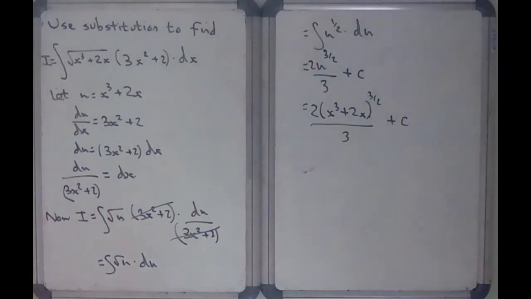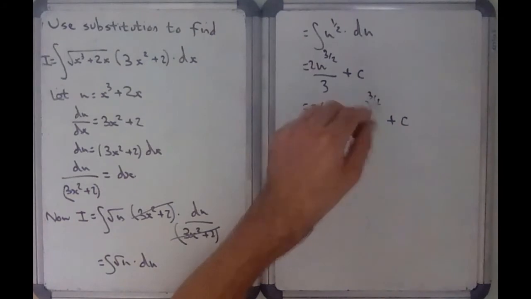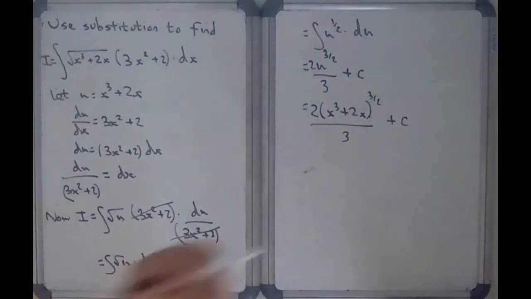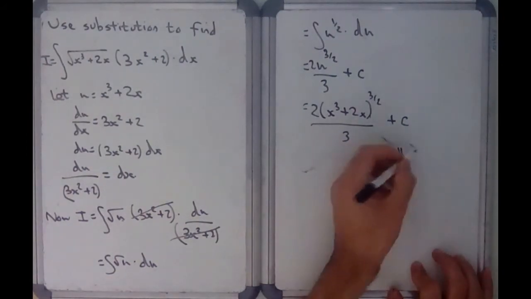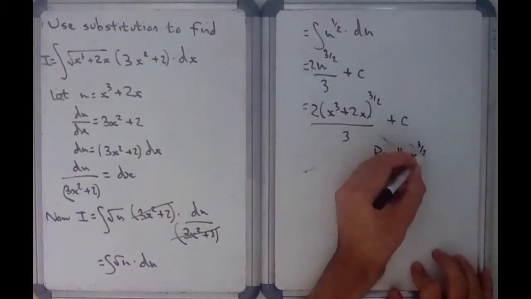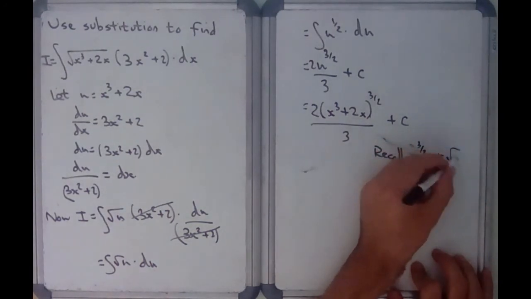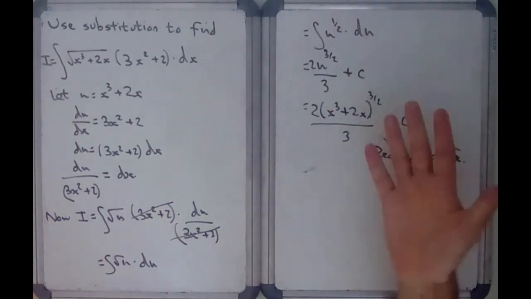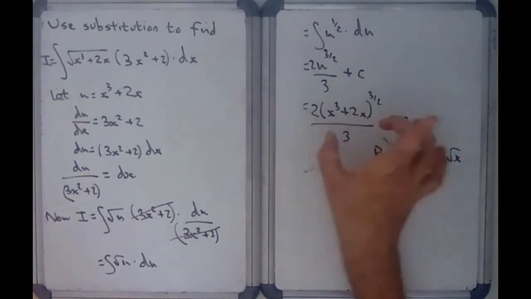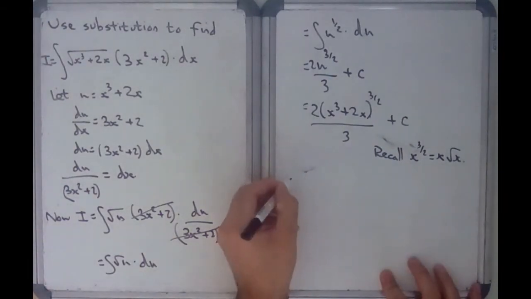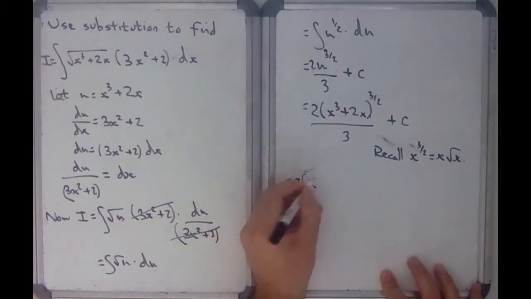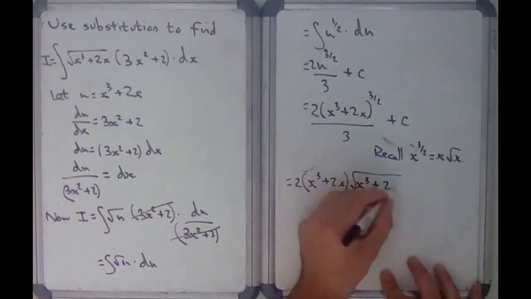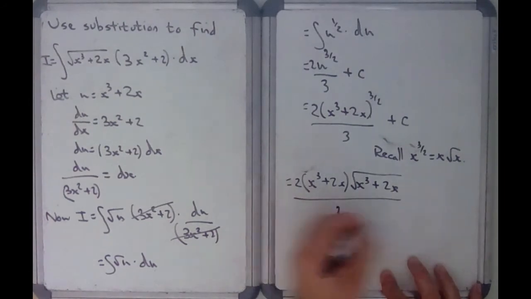Now, this would generally speaking be enough for full marks unless you've been asked to give it in another form. Personally, I don't particularly like looking at fractional powers, so I will try and simplify that. And if you recall that x to the power 3 over 2 is often written as x root x, I can use this to write x cubed plus 2x to the power of 3 over 2 as x cubed plus 2x times root x cubed plus 2x. So equals 2 times x cubed plus 2x times root x cubed plus 2x, all over 3, plus c.